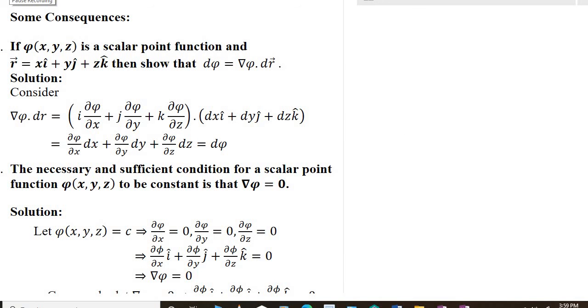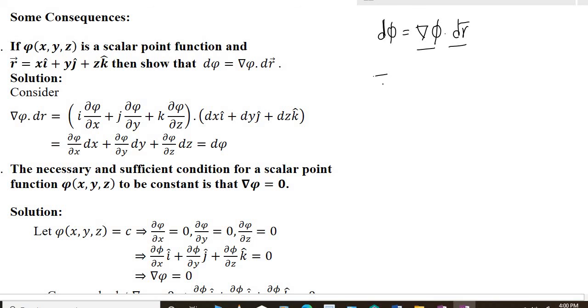Some consequences. First one, if phi of x, y, z is a scalar point function and r bar equal to x i cap plus y j cap plus z k cap, then show that d phi equal to grad phi dot dr bar. So, first of all, I want to calculate these two. Already I know grad phi equal to ∂phi/∂x i cap, ∂phi/∂y j cap, ∂phi/∂z k cap.